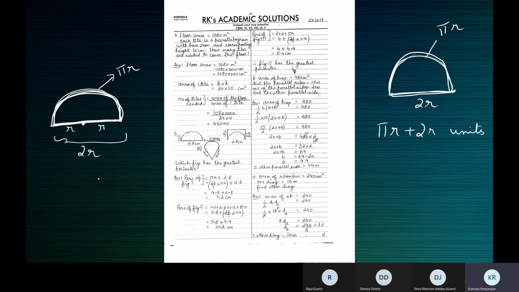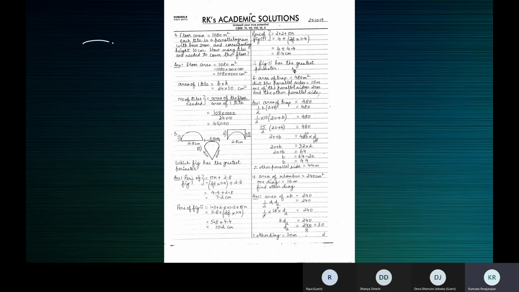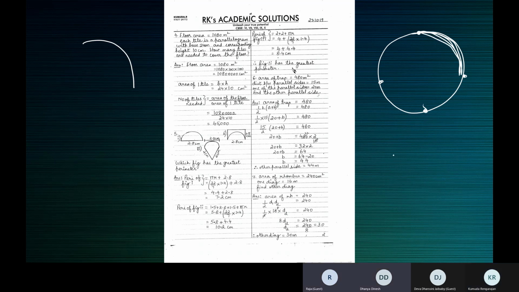Now, what is the length of a quarter circle? The length of a quarter circle from here to here, how much is this one? 1/4 of 2r, ma'am. Just 2r? Okay, what's the circumference of the circle? 2 pi r, ma'am.